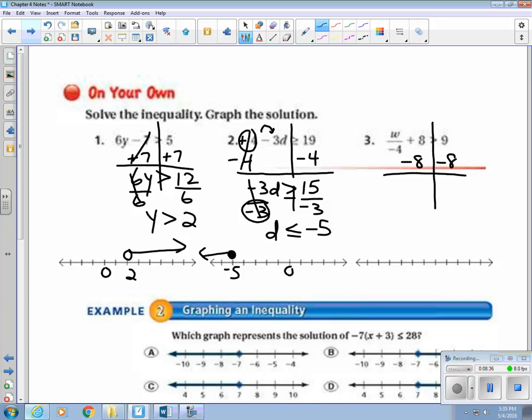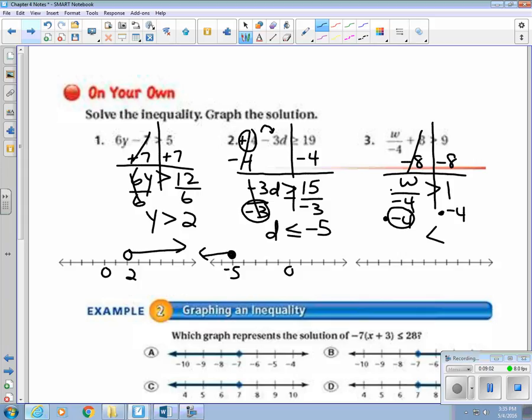So the 8s are going to cancel out here, and I have w over negative 4. Keep my inequality symbol. 9 minus 8 is 1. Now, to get rid of this divide by negative 4, I need to multiply by negative 4. So I'm going to multiply by negative 4 on both sides. As soon as I multiply by a negative number, I've got to flip my symbol. So I'm going to flip it.